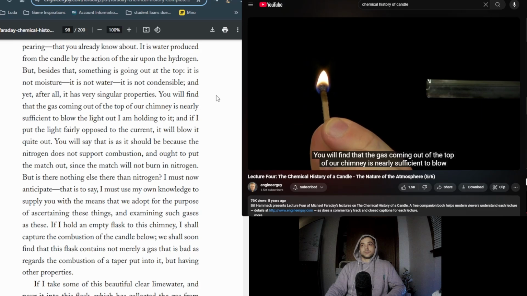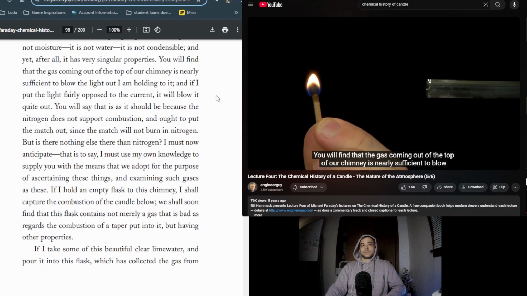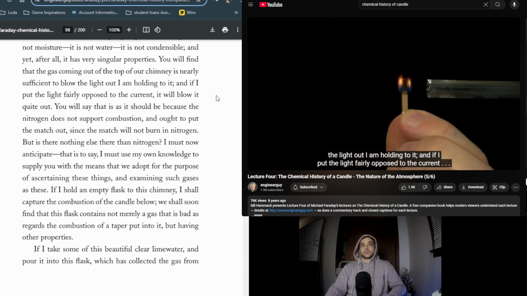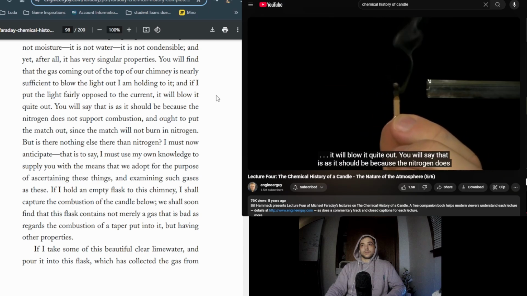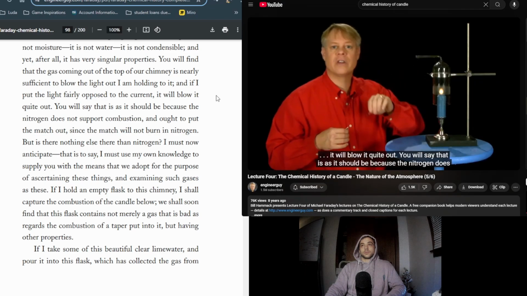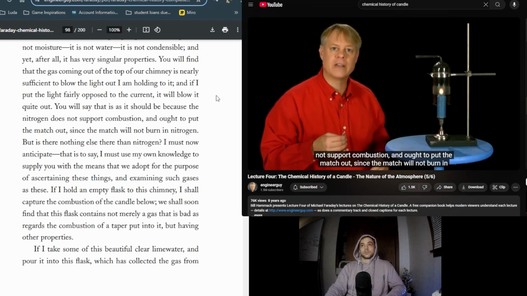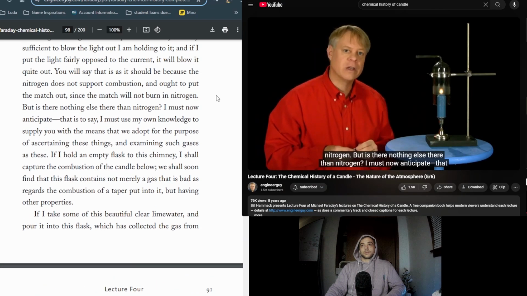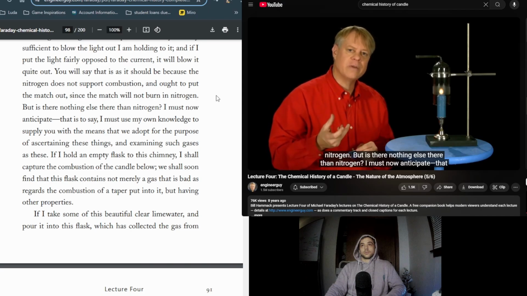You will find that the gas coming out of the top of our chimney is nearly sufficient to blow the light out I'm holding to it. And if I put the light fairly opposed to the current, it will blow it quite out. You will say that that is as it should be, because the nitrogen does not support combustion and ought to put the match out, since the match will not burn in nitrogen. But is there nothing else there than nitrogen?